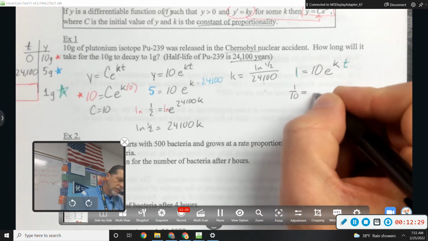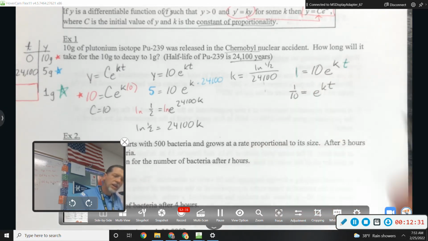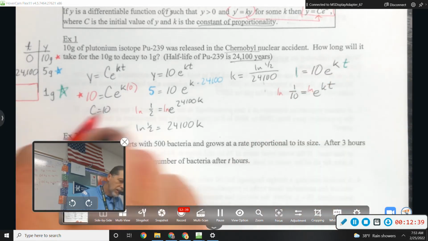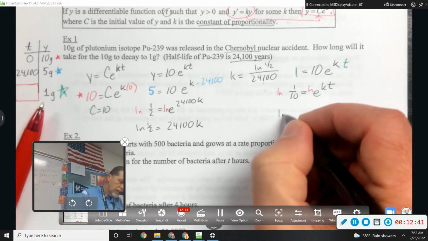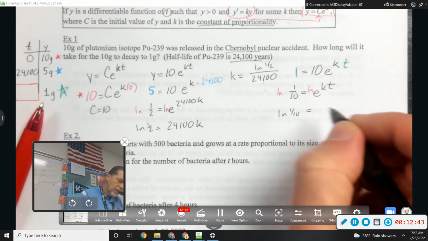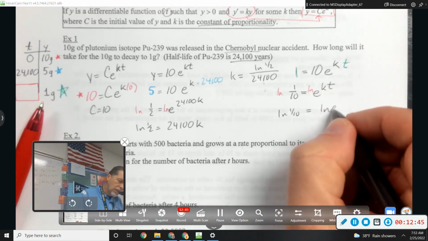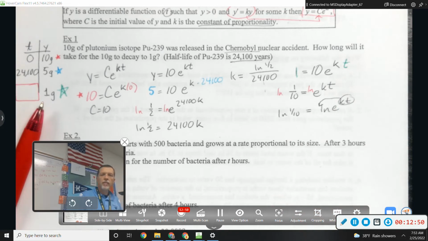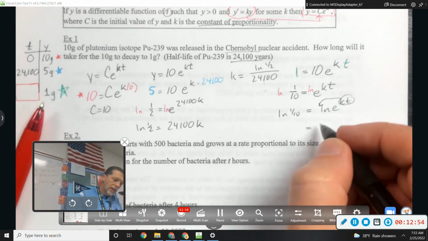1/10 equals e to the kt. And then either un-fish-hook it, which would be fine, or natural log both sides. So the natural log of 1/10 equals the natural log of e to the kt. And the whole point of natural logging both sides was to get that kt down front.